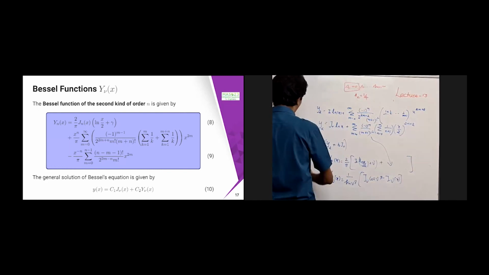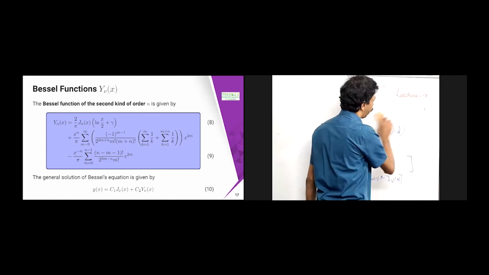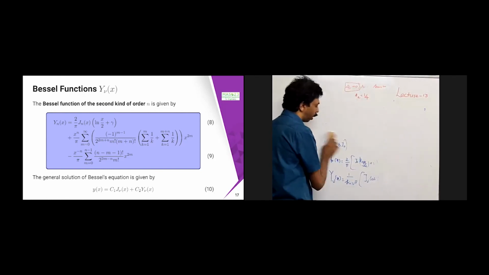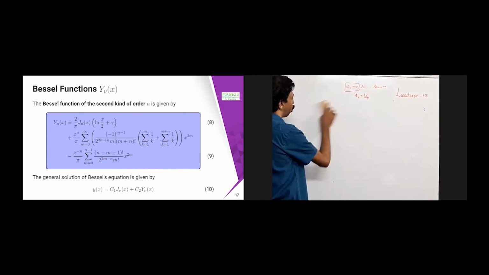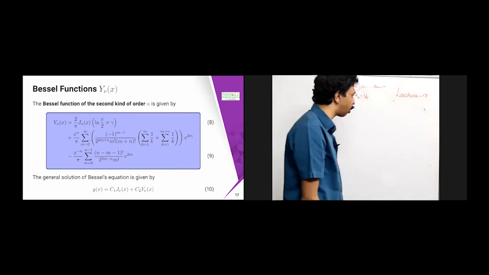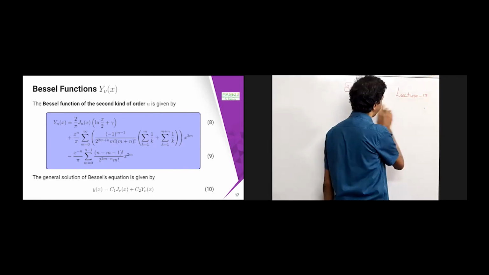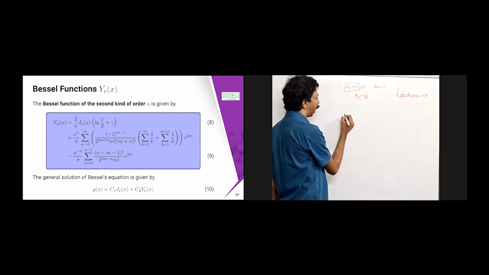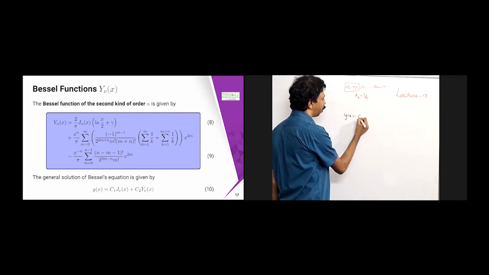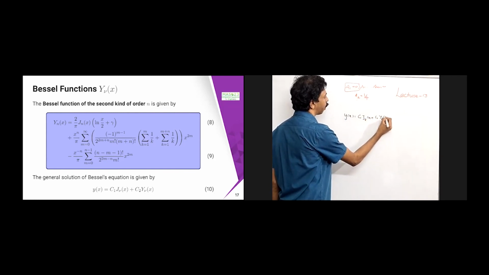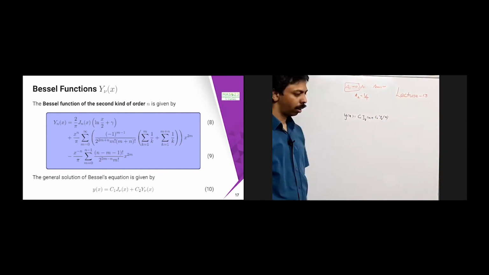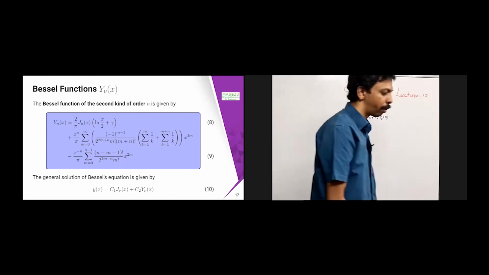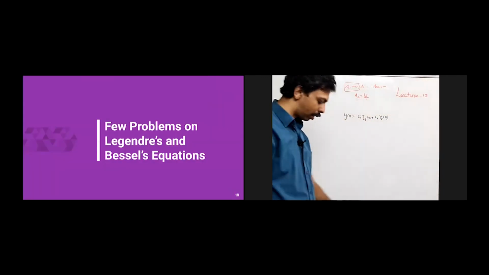Now suppose some Bessel equation is given of order nu. Then you can write the solution of the equation. If you find what your nu is by transformation or some simplification, then you can write the solution: y of x equal to c1 into j nu of x plus c2 into y nu of x. That is going to be the general solution of the Bessel equation. You'll see one or two problems and then you will understand. A few problems on Legendre's and Bessel's equation we'll see.